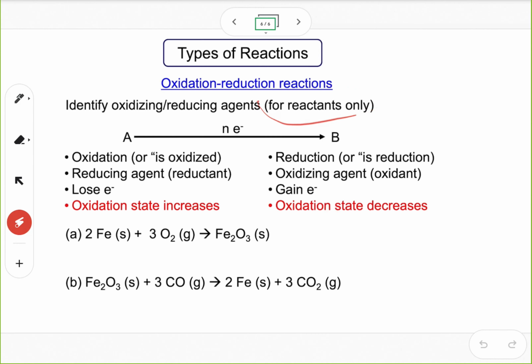I have a note here for you. For these oxidizing and reducing agents, we're going to focus on the reactants only. Now, let's talk about the oxidation reduction in general.